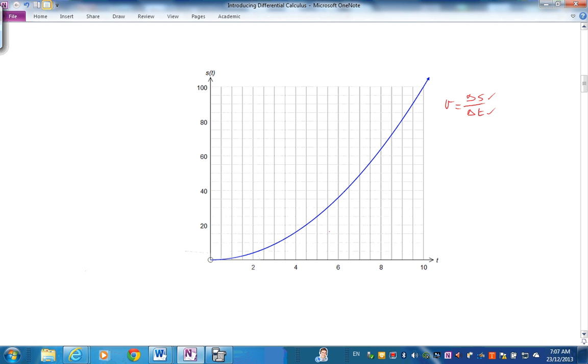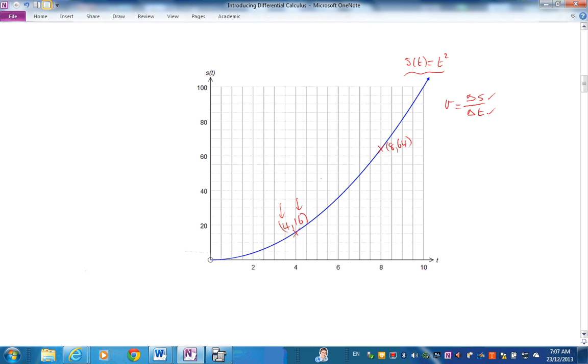So this is a point 4, 16, and the point 8, 64. Let's put those in, 8, 64 and 4, 16. I think you might realise now that what I've plotted here is S of t equals t squared, isn't it? Each y value is the square of the x value. That's a nice simple plot that you could get from a motion problem.